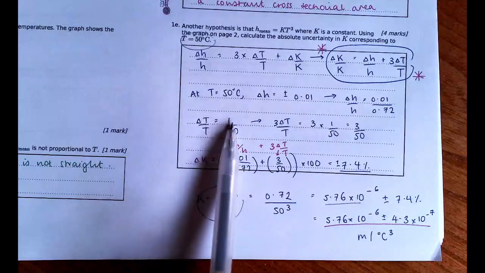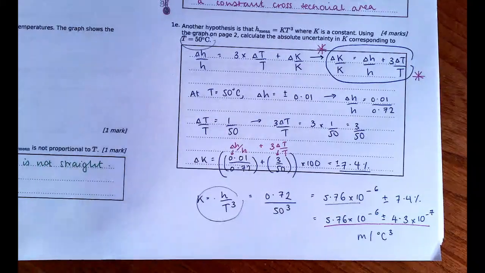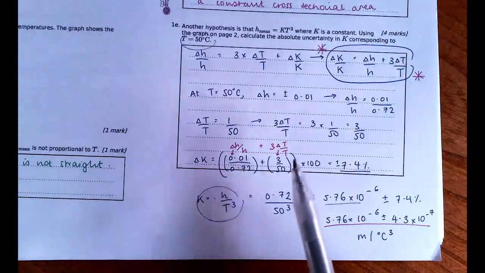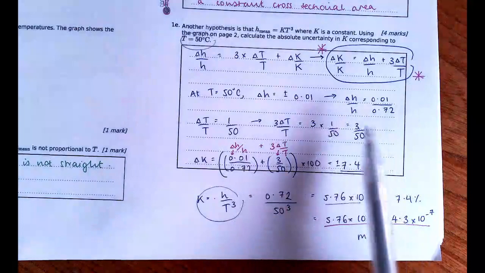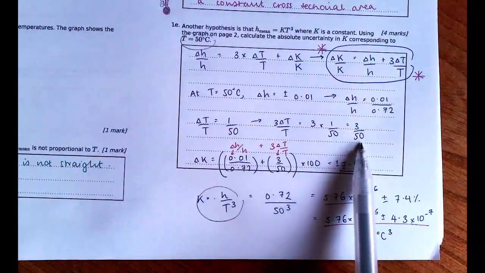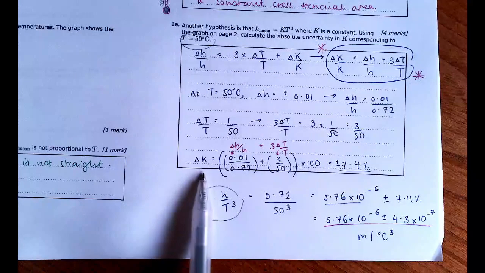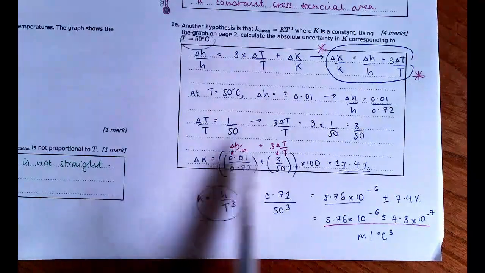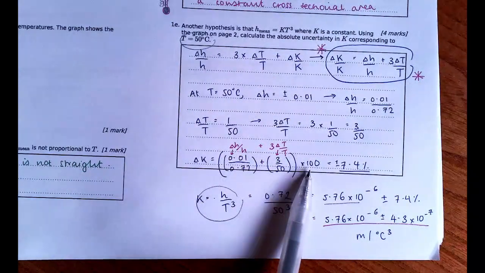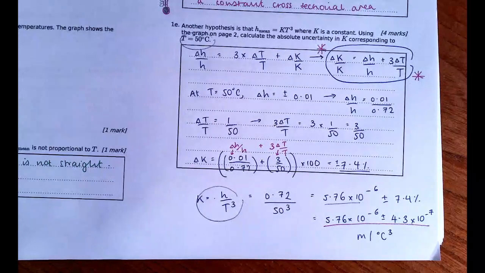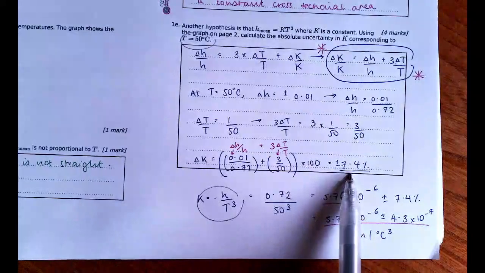We know it's plus or minus 1 degree Celsius. And the value is 50 degrees Celsius. And we multiply that by 3. So we get the fractional uncertainty in T here. Okay, now we know that the percentage uncertainty in K is equal to the sum of those two percentages. So I've just multiplied by 100 to turn those into percentages. And that's how I get my 7.4%.